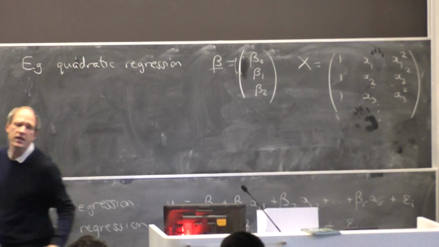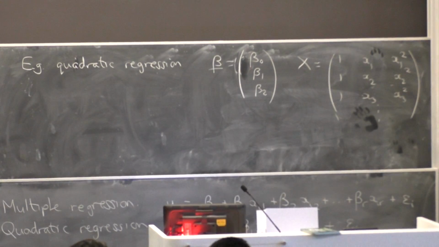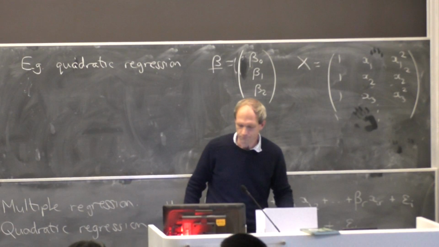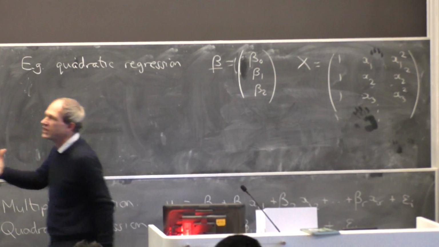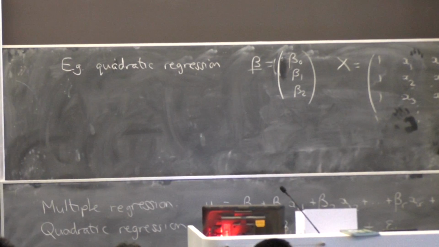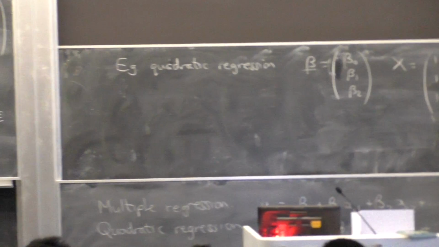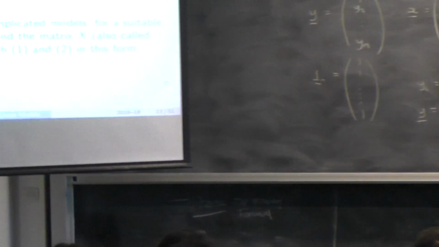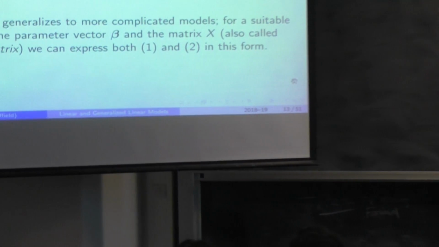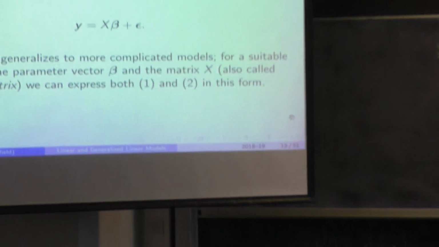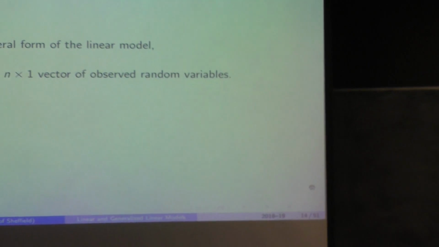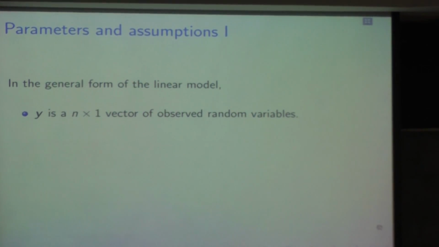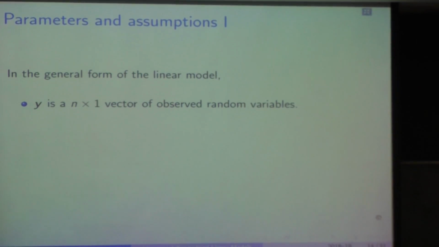Okay, so that's a special case of an example that I'm going to consider in a bit more detail later on in the notes. Okay, so we can indeed express both the multiple regression and the quadratic regression in this form, y is X beta plus epsilon, for suitable choices of X and beta. Okay, so now let's take our general form here.